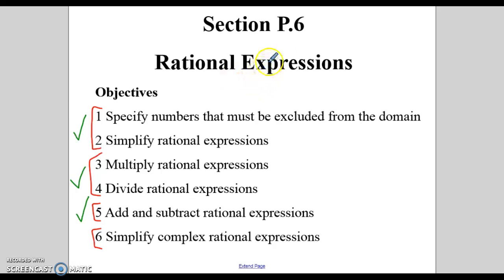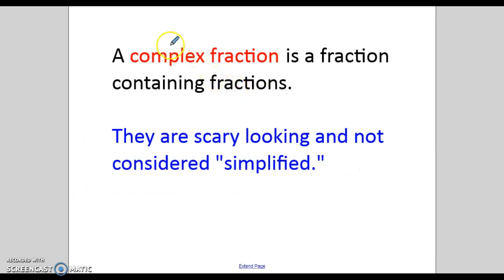Today we are finishing up section 6 by going over simplifying complex rational expressions. So first, what are complex rational expressions? Basically, a complex fraction is a fraction that has fractions in it. Oftentimes, they look very scary, and if you have a fraction with fractions in it, it is not considered simplified. So we're going to learn how to deal with that today.